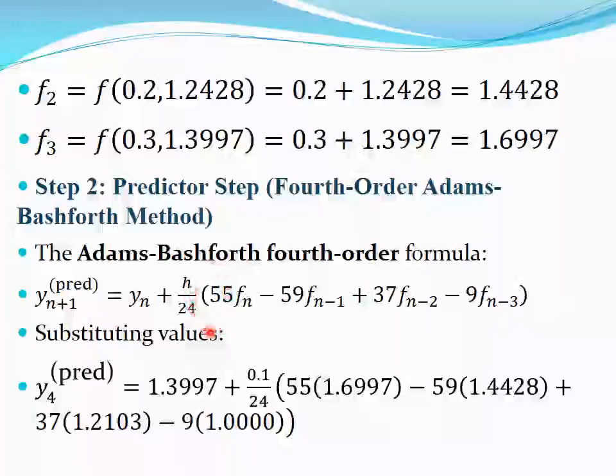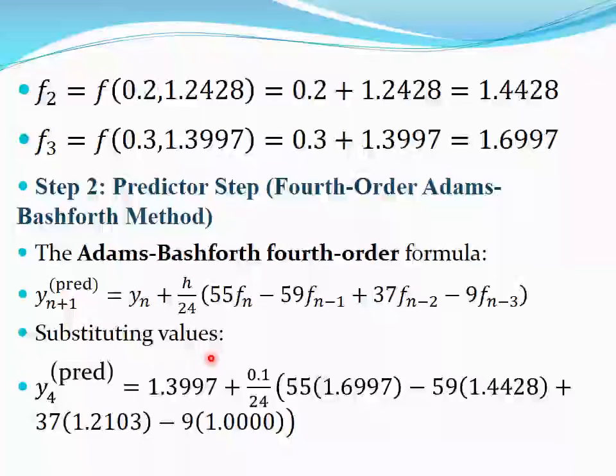Now you can see the value given above is 1.6997. We put this value. Now a minus sign is given: minus 59 f_{n-1}. With n equal to 3, 3 minus 1 means f2. Now you can see above the f2 value is given, 1.4428. We put this value. Same process, then a plus sign is given according to the formula.